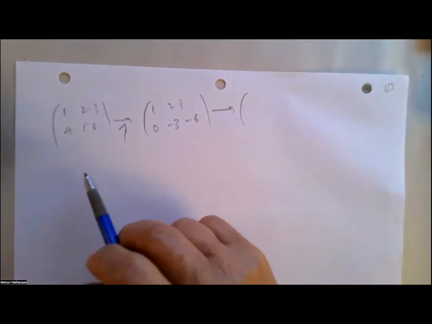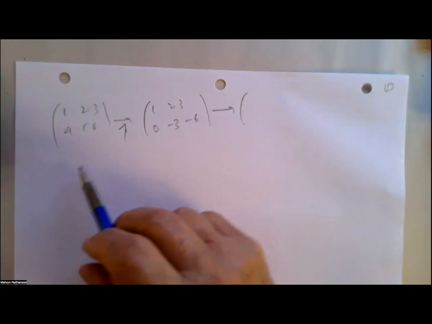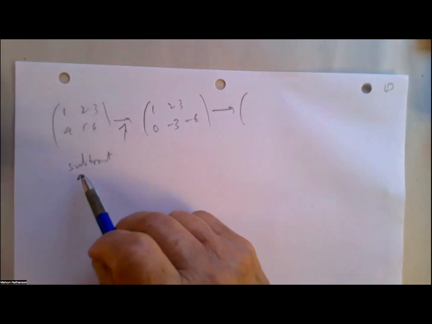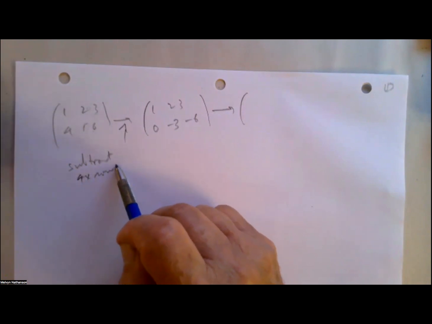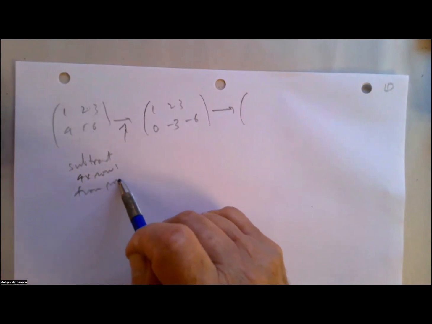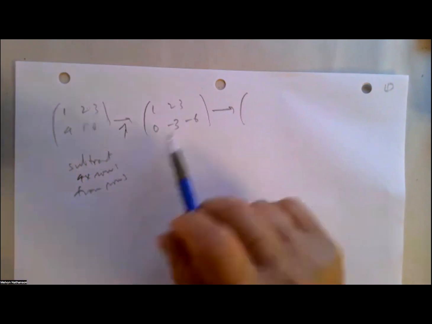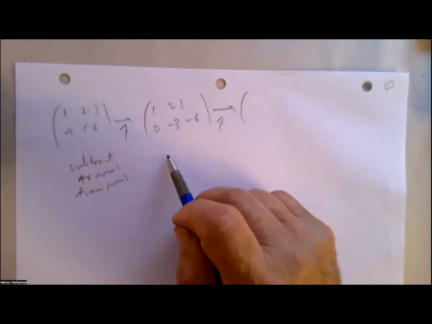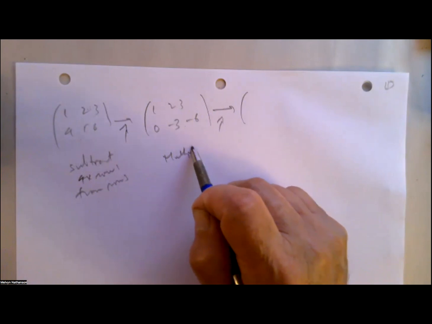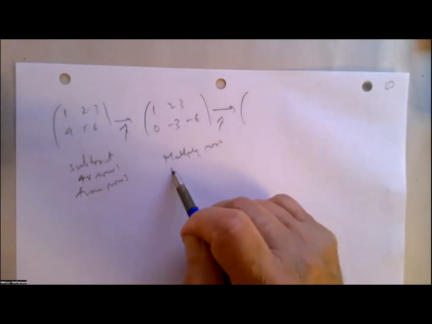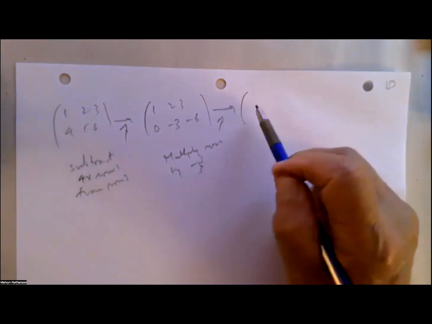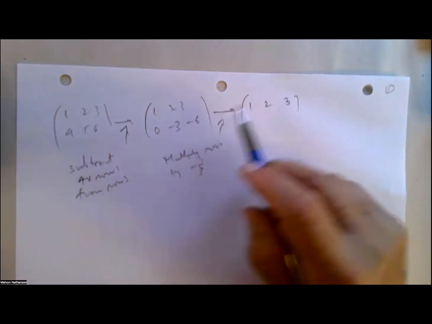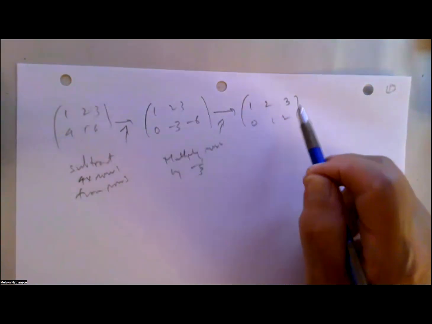So what I do here is I subtracted 4 times row 1 from row 3. And I got this. To get from here to here, I'm going to multiply row 2 by -1/3. So I'm not doing anything to the first row. If I multiply this by -1/3, I get 0, 1, 2.